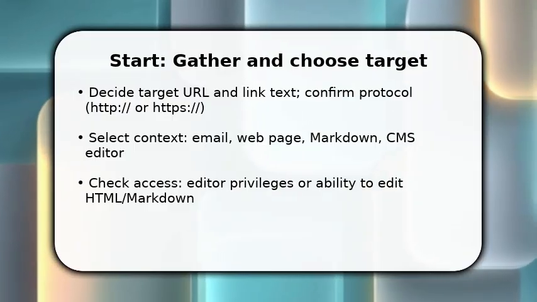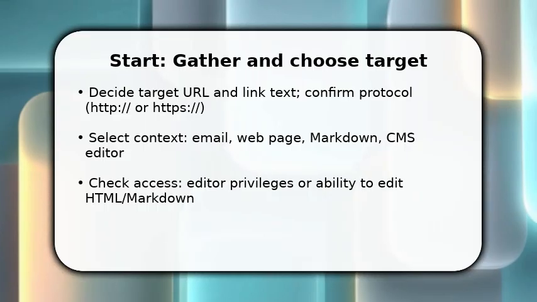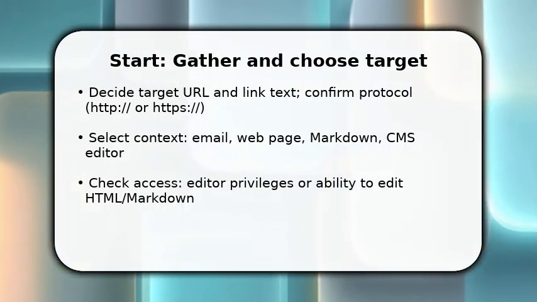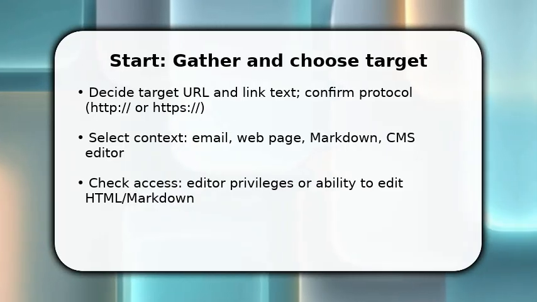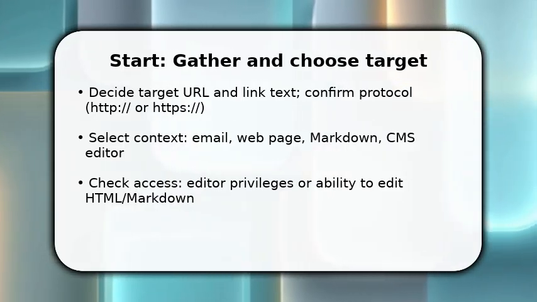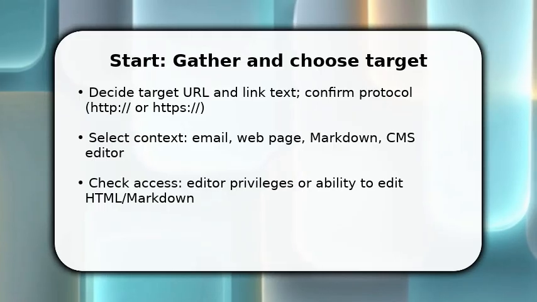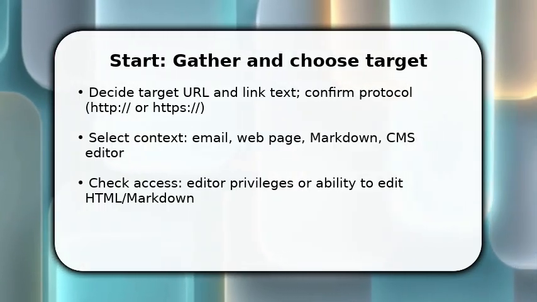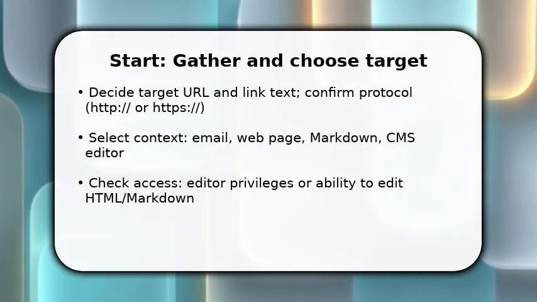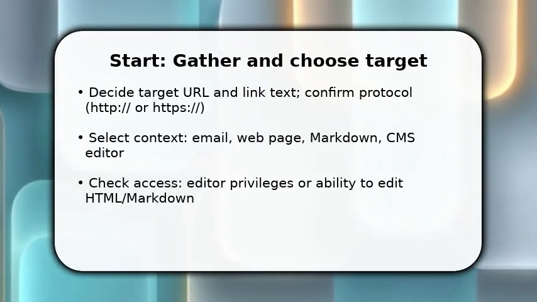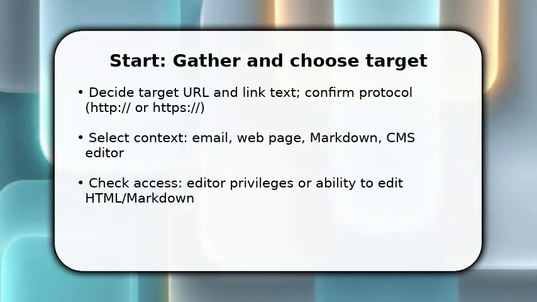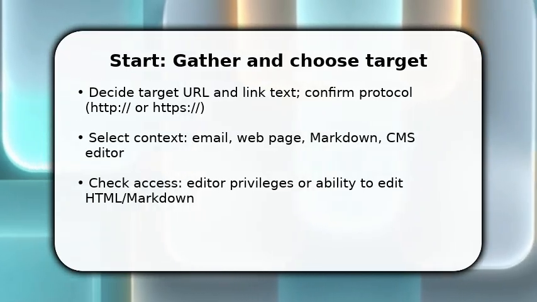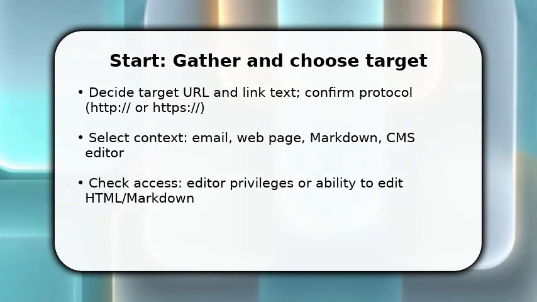You start by choosing the exact URL and the visible link text you want users to click. Make sure the URL includes the protocol so browsers interpret it correctly. Once done, pick the environment where you'll place the link: email, HTML page, markdown file, or a CMS editor, and verify you have editing privileges. If you cannot edit HTML, prepare the formatted variant your environment accepts. This gets you into the first actionable step, inserting the link itself.